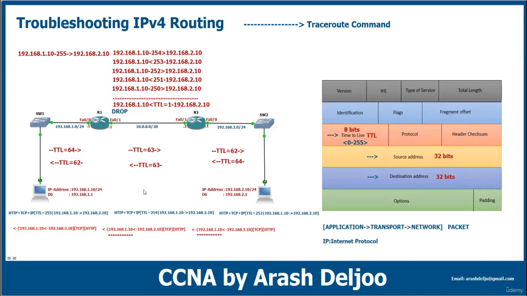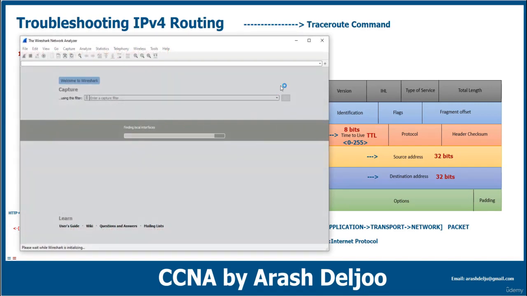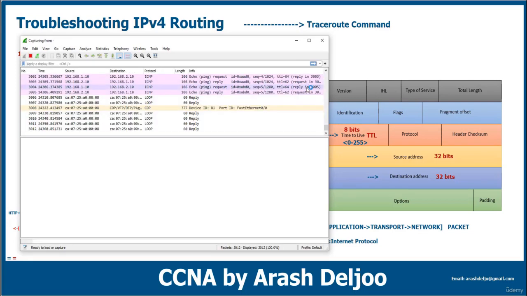Also, if you want, you can capture the links between C1 and Router 1, Router 1 and Router 2, and also Router 2 and computer 2. Let me show you. This is the capture of this link. I'm going to show you the TTL in this link. Okay, this is the first link. After some seconds, we can capture also the second link.